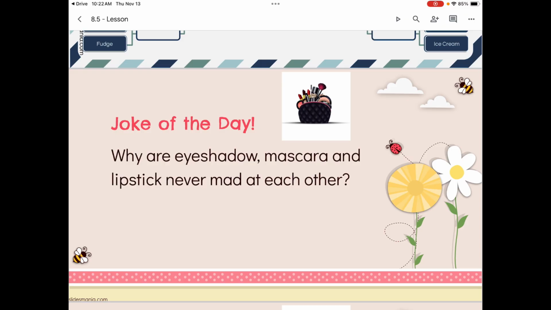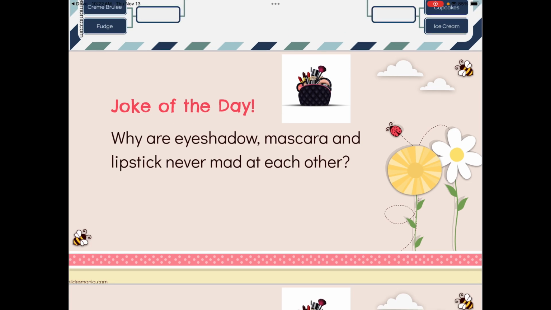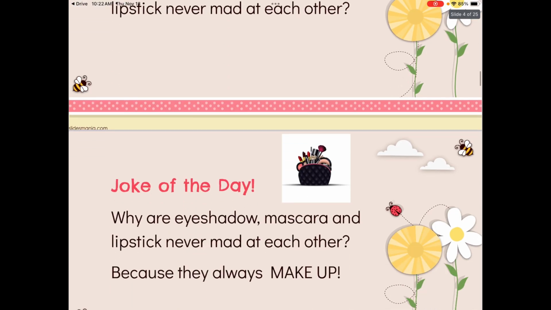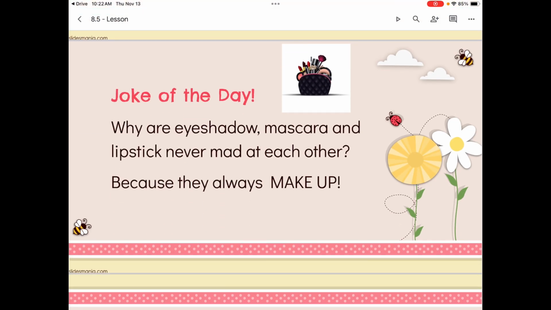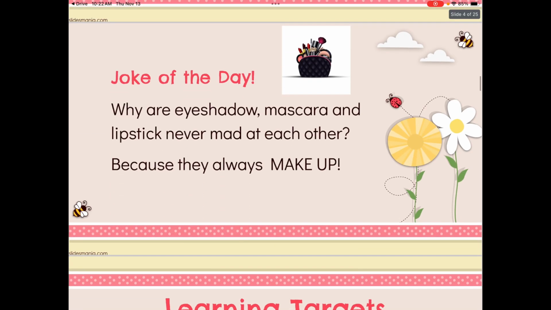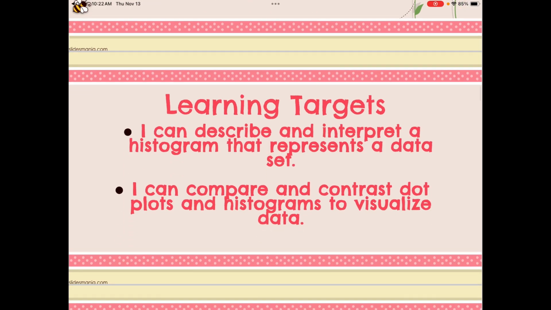Alrighty, so before we get started, our joke is: why are eyeshadow, mascara, and lipstick never mad at each other? And your answer is: because they always make up. Ha ha ha.